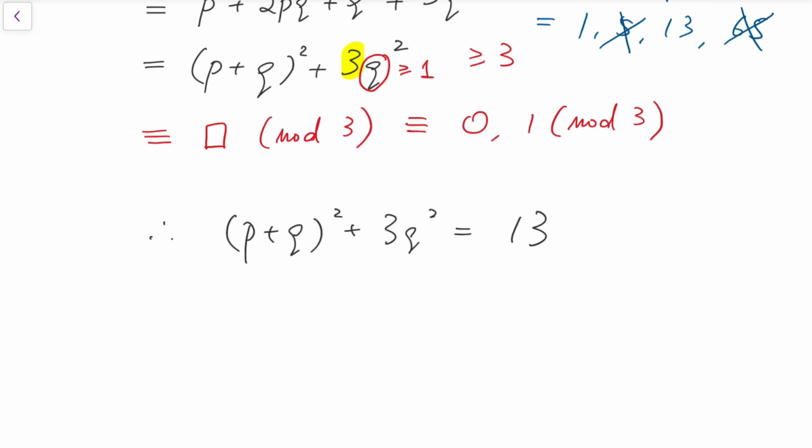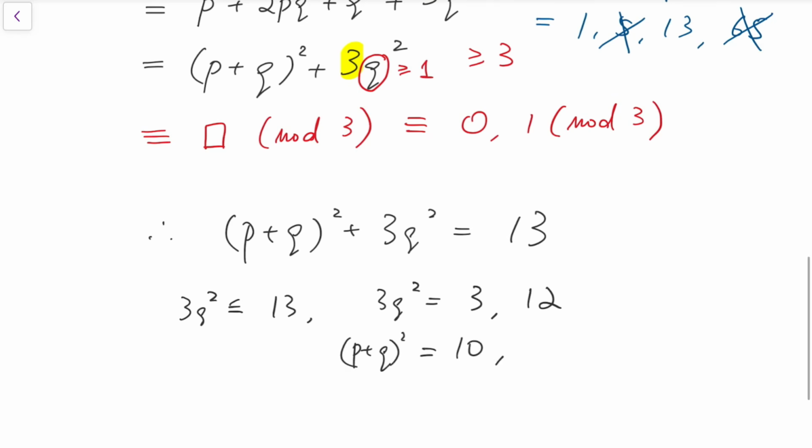Now for this, we still have some possibility, because when we take mod 3, it's still possible to have a solution. To solve this, the only possible integer solution is when 3q squared equals 12. We can first bound it by 3q squared less than or equal to 13, so then you are more convinced that 12 is the only option. 3q squared is either 3, and the next one is already 12. If 3q squared equals 3, then the other square will be 10, which is impossible. But for the 12 case, it has to be 1.